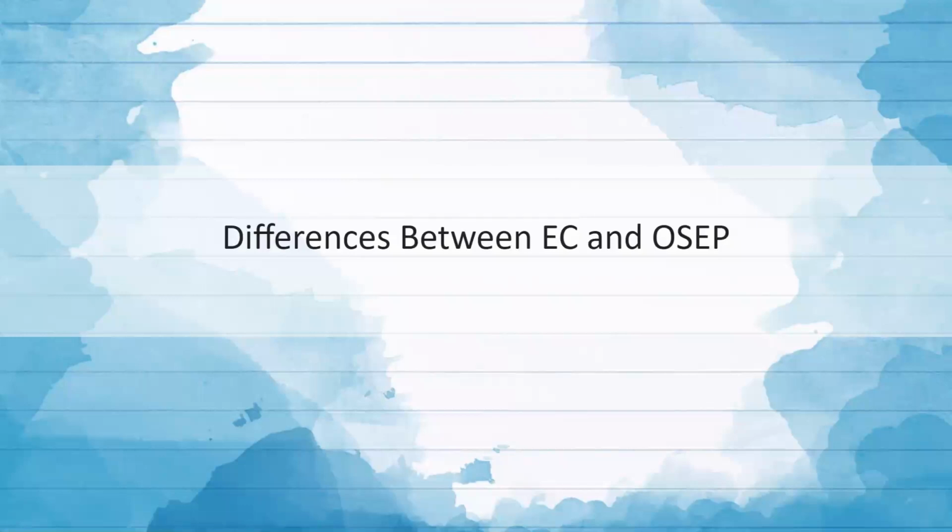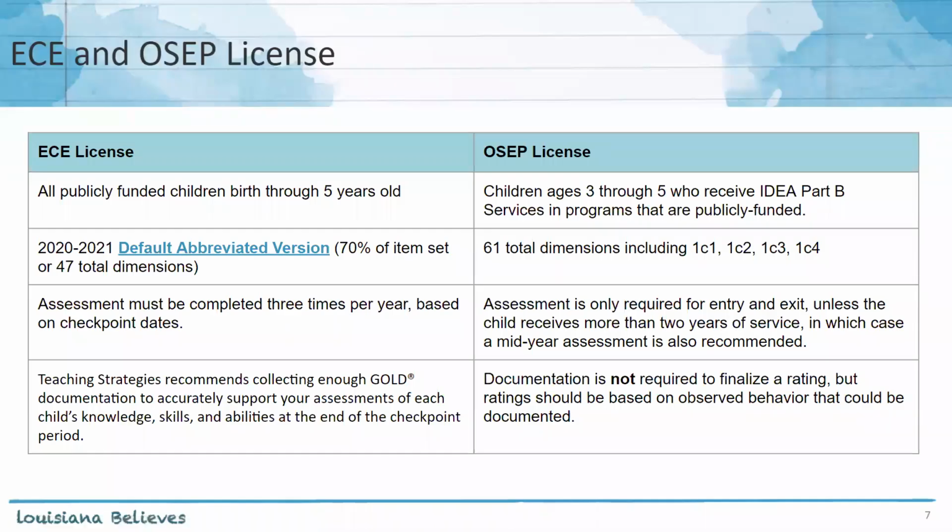Now we will review key differences between the early childhood and OSEP licenses. As you will note, the early childhood license includes all publicly funded children birth through 5 years old. The OSEP license is only required for children ages 3 through 5 that are publicly funded and receive early childhood special education or Part B services.